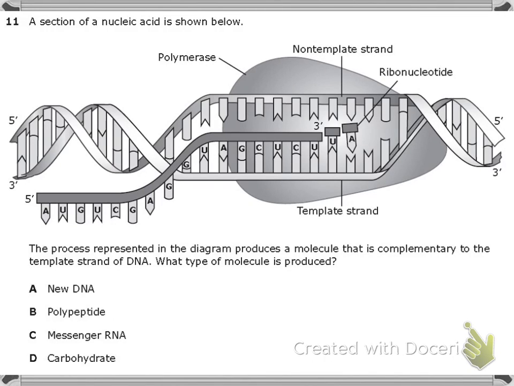Number 11 states, a section of a nucleic acid is shown below. The process represented in the diagram produces a molecule that is complementary to the template strand of DNA. What type of molecule is produced?